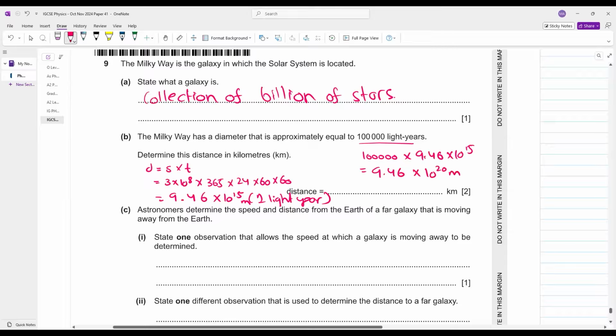Let's convert it into kilometers. Divide by 1000. This will come out to be 9.46 × 10^17 kilometers. Converted into two significant figures, 9.5 × 10^17 kilometers is your final answer. Easy peasy, lemon squeezy. Okay.